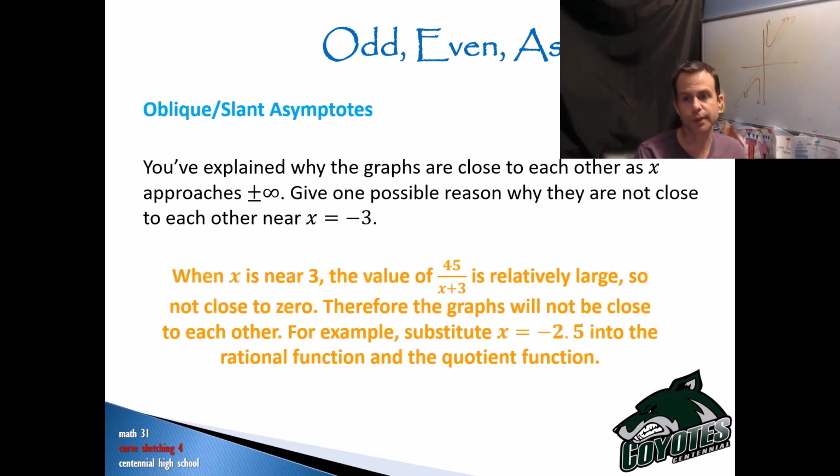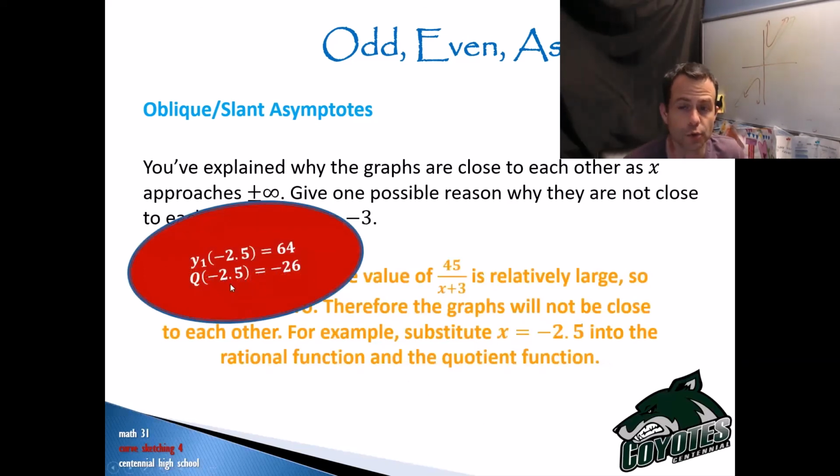For example, substitute x equals negative 2.5 into the rational function and the quotient function, okay? So what we're saying is, when the numbers are smaller, that fraction remainder has more of an effect, and that's why they don't meet each other. As the x values get larger, that fraction remainder has no effect or nil effect, and therefore the quotient function and the original function are much, much closer to each other.